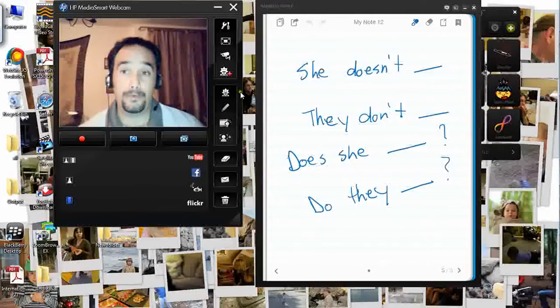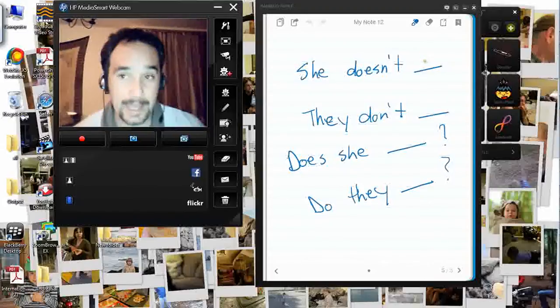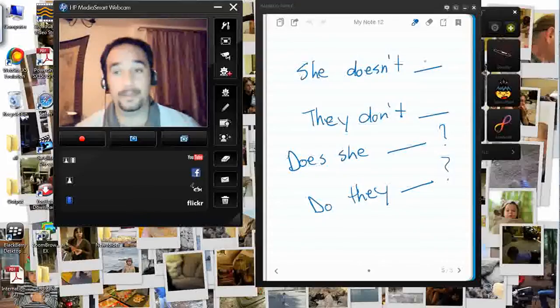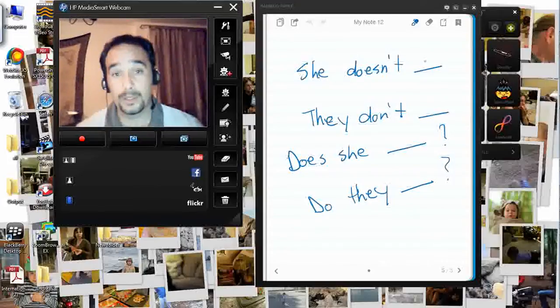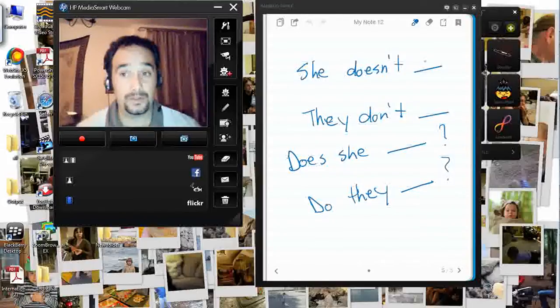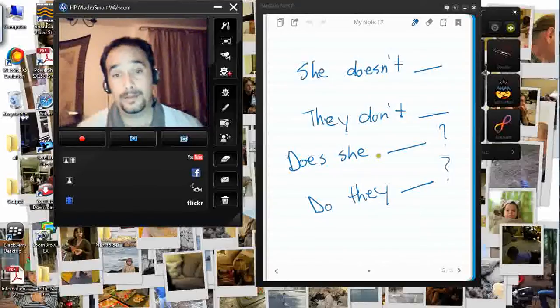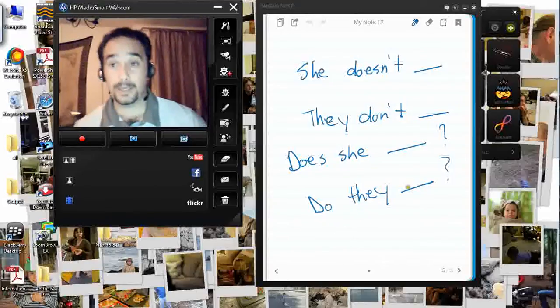Okay, now for other verbs other than the verb to be, it becomes she doesn't, and then the base infinitive. So she doesn't work, she doesn't buy gifts for that person, they don't swim, does she swim, do they play soccer?